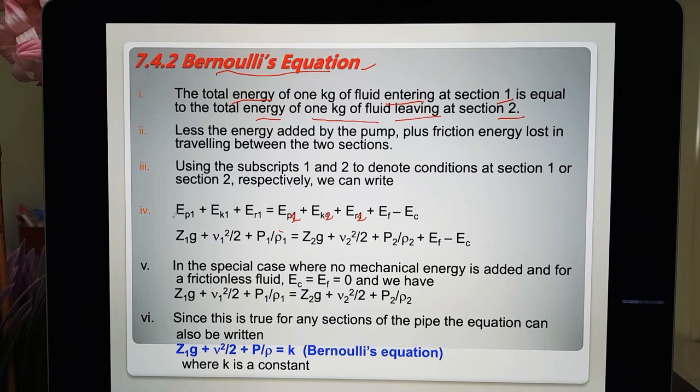This particular EP1 is potential energy. Potential energy is represented by the equation Z1 G. Z is the depth of the fluid. G is the gravitational acceleration. EK1 is kinetic energy. The equation to represent kinetic energy is V1 square over 2. V is the velocity. ER1 is the pressure energy.